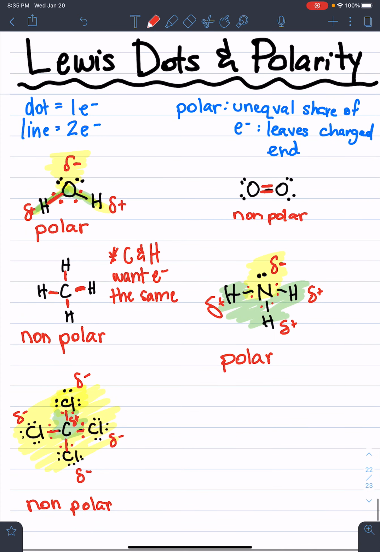Alright, so for your homework, you're pretty much going through different Lewis dot structures. You're going to be writing these charges on them, the partial negatives, partial positives, and you're going to be saying if they're polar or not polar. Your homework shouldn't be too long, so hopefully you can get it done pretty quick.